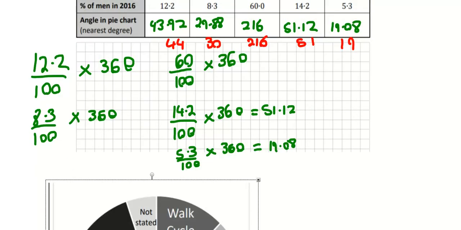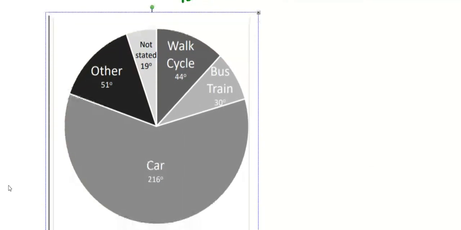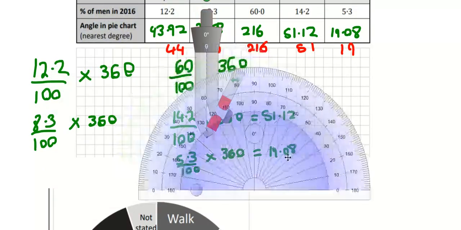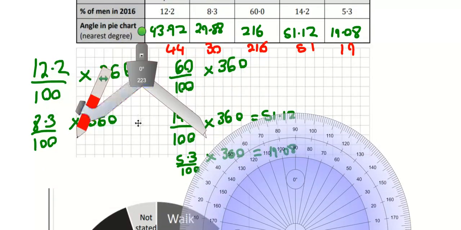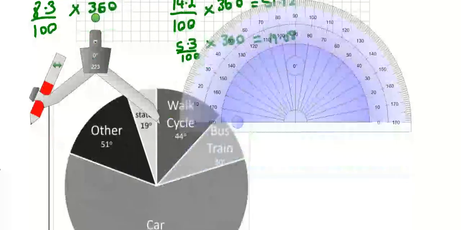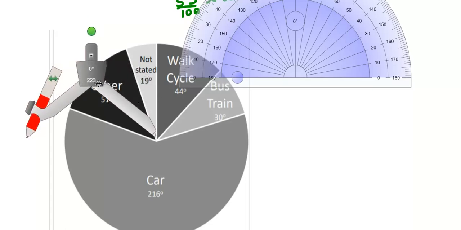Okay, lads, so your pie chart will look something like this. You put all these angles in. Now what you might want to remember when you're making your own pie chart from scratch is you'd have your compass and then you'd have your protractor. The first thing you do is you select somewhere to be your center. So you always choose your center of circle like so.